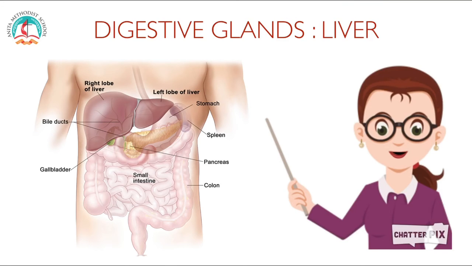The liver, the largest gland in our body, is situated in the upper right side of the abdominal cavity, just below the diaphragm. The liver consists of two major left and right lobes and two minor lobes. These lobes are connected with the diaphragm. Each lobe has many hepatic lobules and is covered by a thin connective tissue sheath called Glisson's capsule. Liver cells or hepatic cells secrete bile.